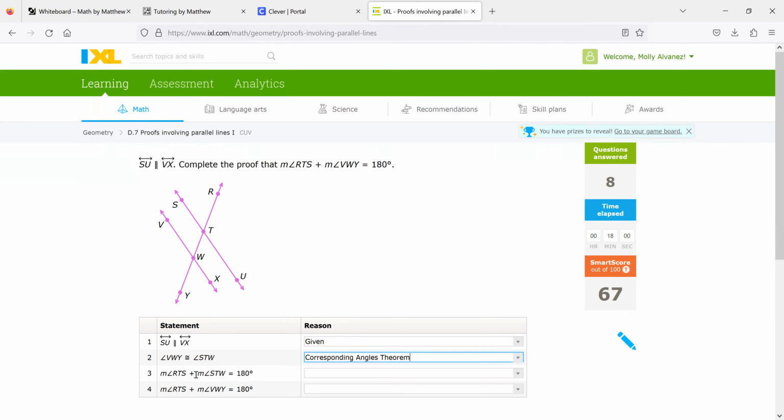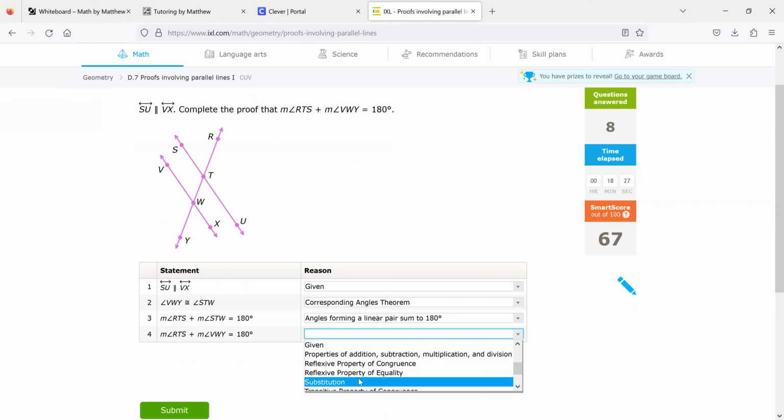Then RTS, STW. That's the angles from a linear pair, sum to 180. And then they're substituting again because the angles are congruent. So it looks like that's substitution.